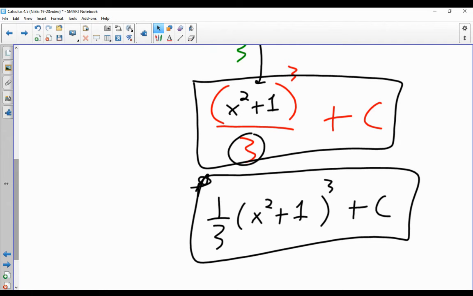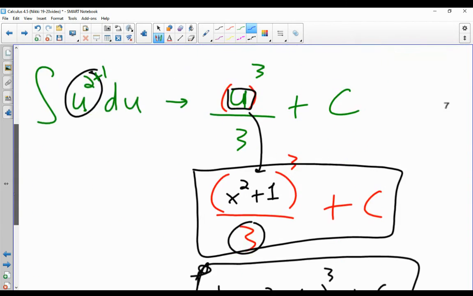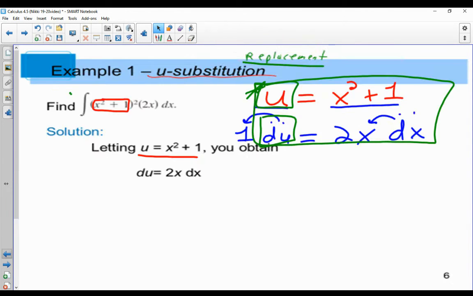Now, real quick, you guys probably recognize the x squared plus 1 squared times 2x. That was the answer from your bell ringer, right? And didn't I ask you, what if you started with that, how would your original function look? It should look like this: 1/3 x squared plus 1 cubed plus c. Let's take a look. Let's go back to the bell ringer.